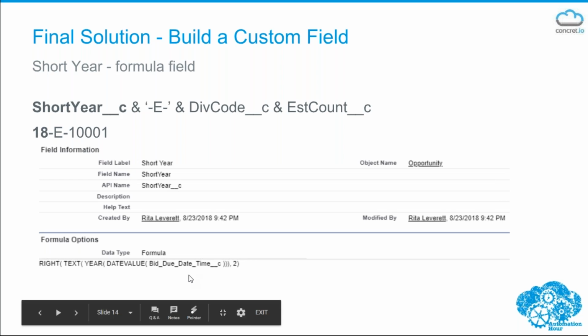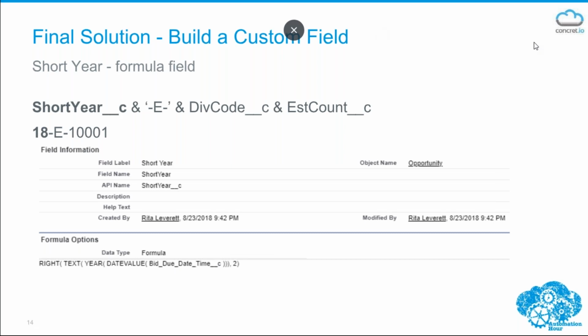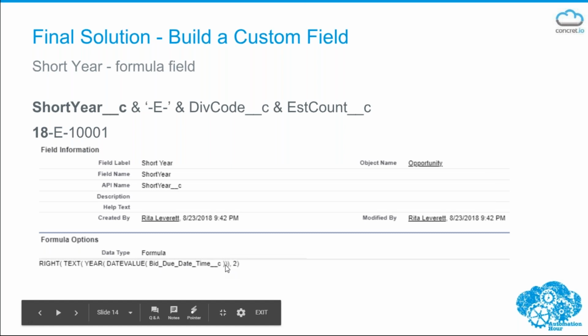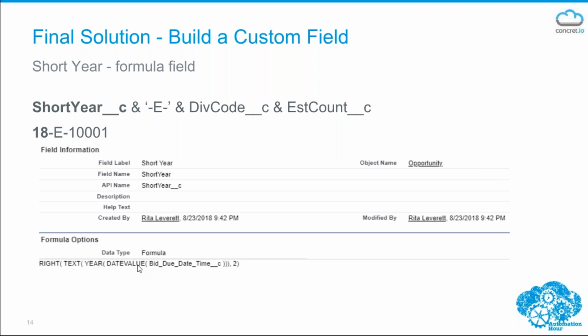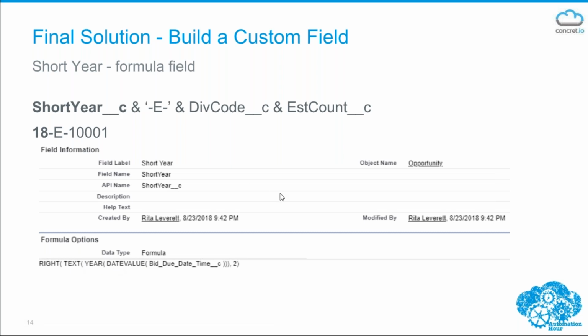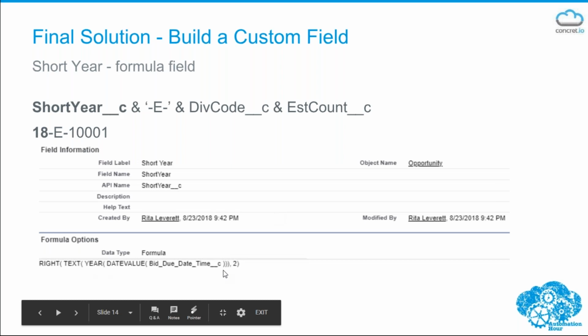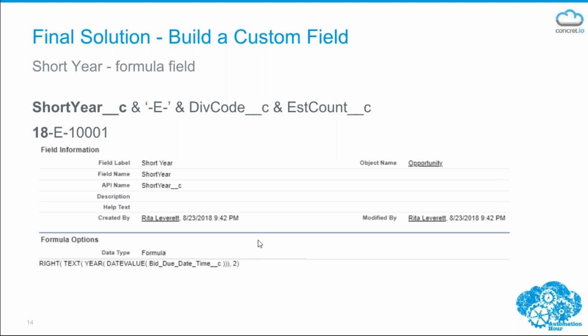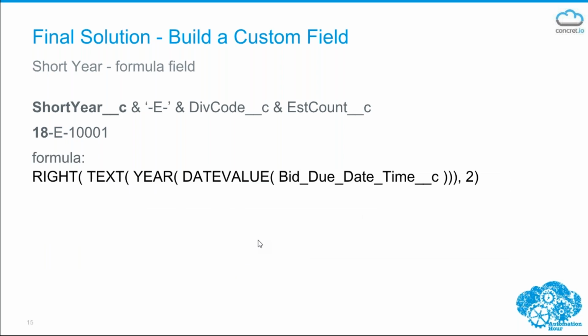So I took the bid due date time field and got the date value from it. And from that date value, I got the year, which is, for instance, 2018. And then I converted that to a text field. And from that text field, took the right two characters. So from 2018, I get 18, or 2019, you get 19. And then here it is, a little bit bigger for you.